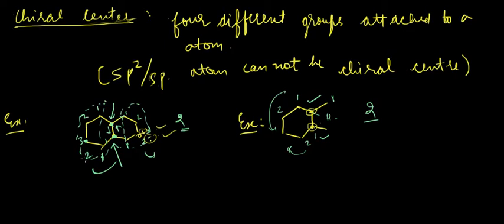So before that, isotopes will also act as a group in chiral center. So if I have H and D and T attached to an atom, then we will say that these groups will be considered different and it will be a chiral center.